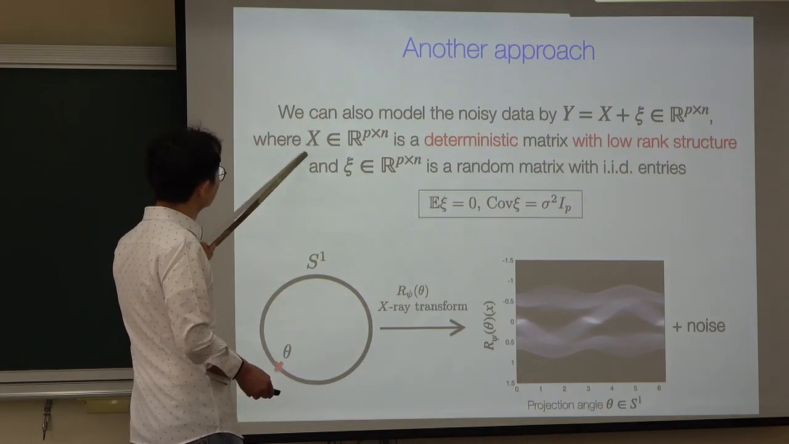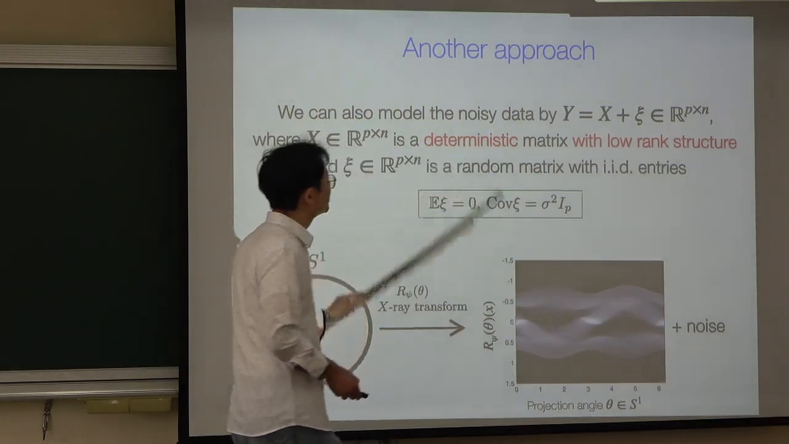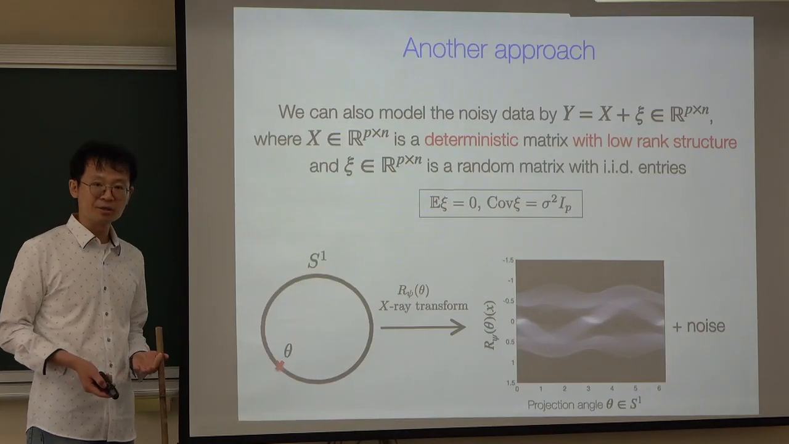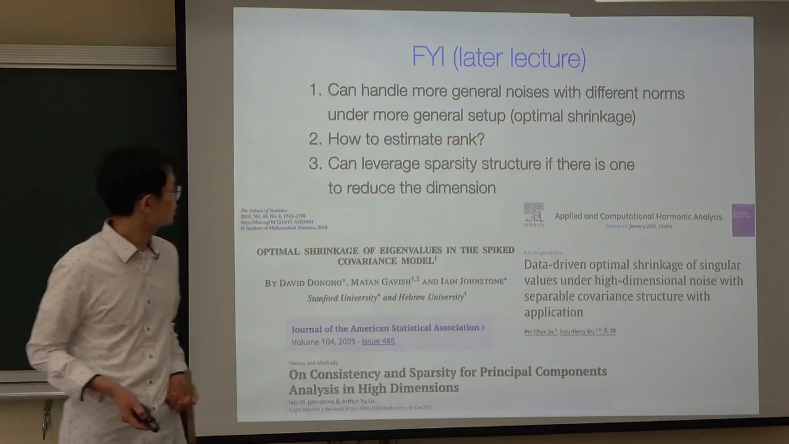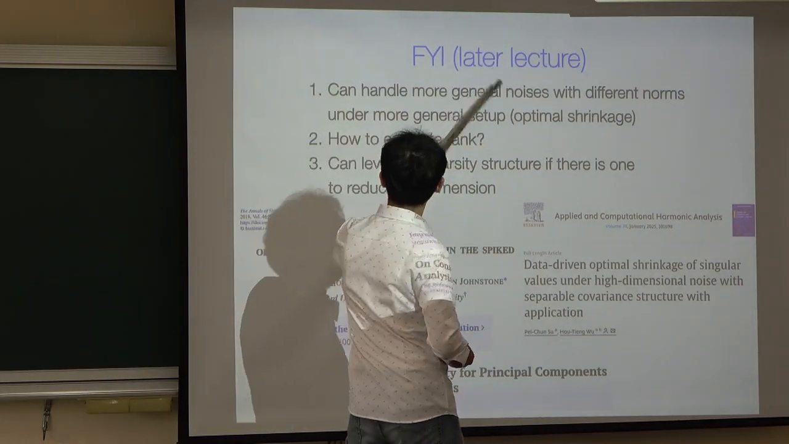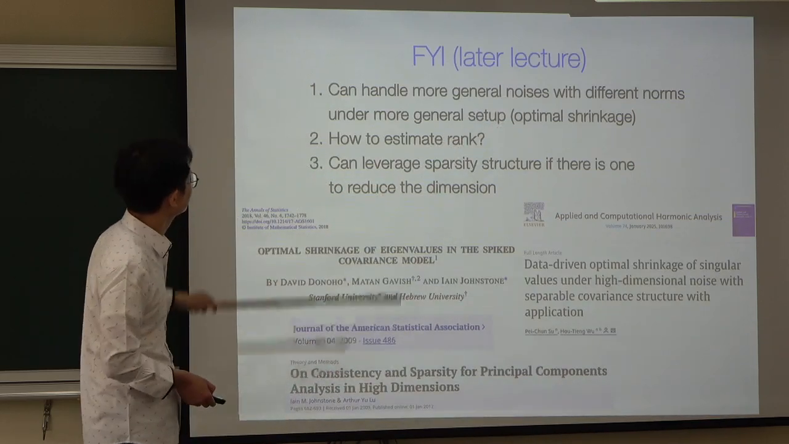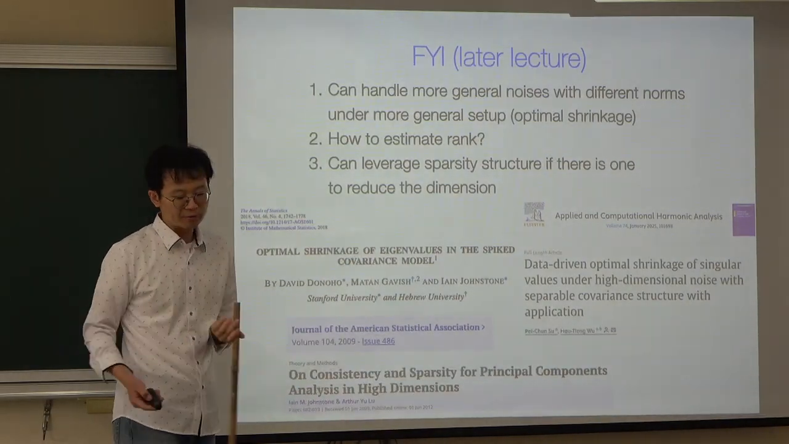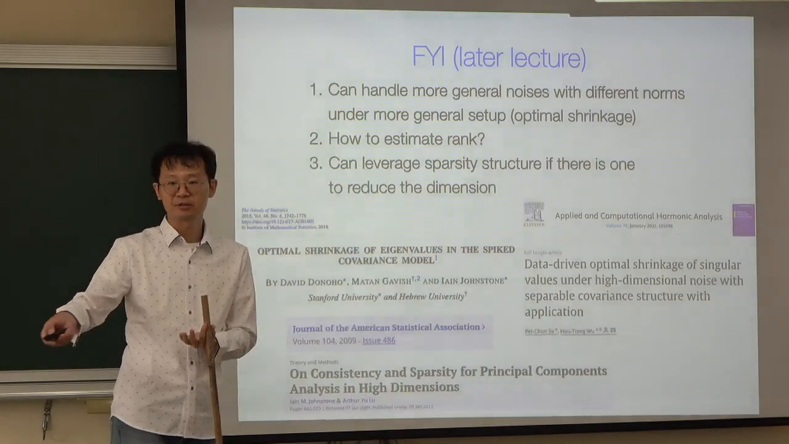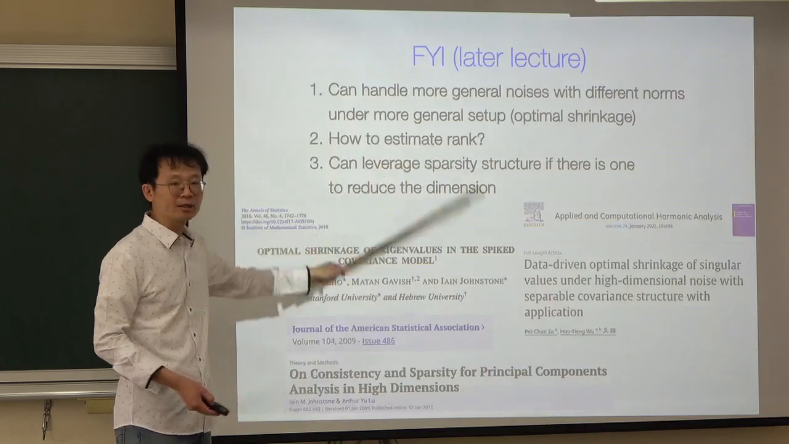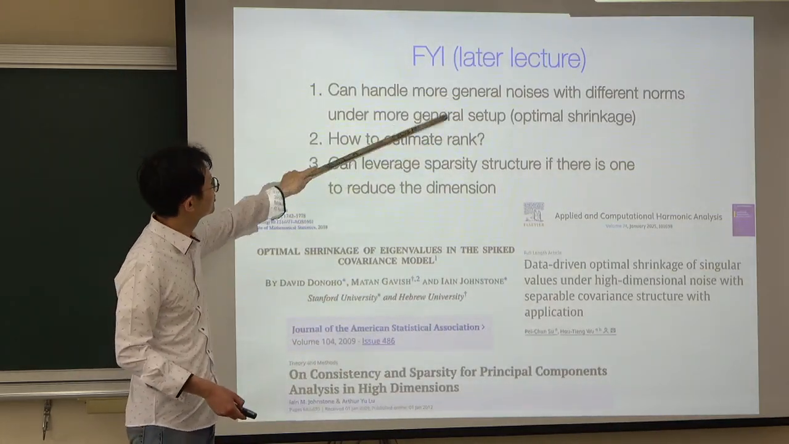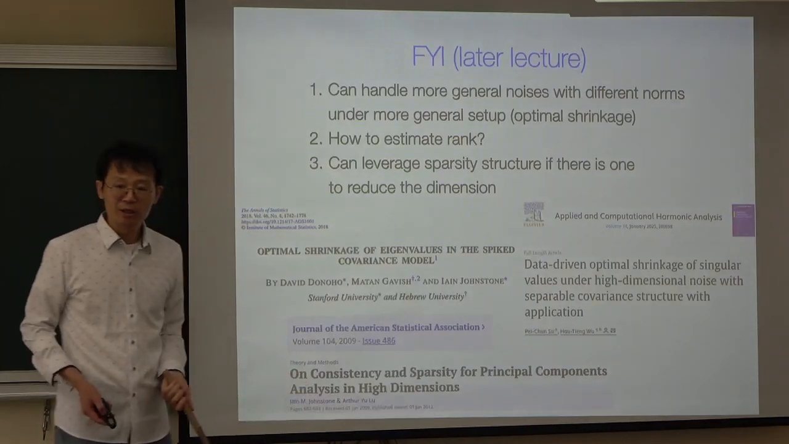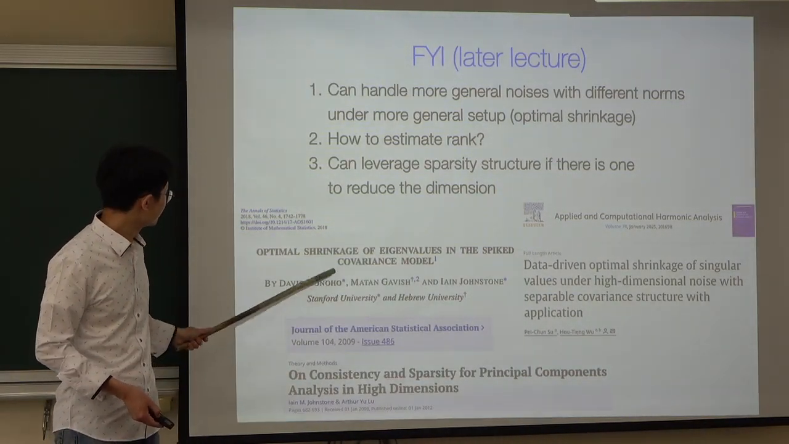For example, you can view X, the projection images, as a deterministic restoring structure. And that will be another set of denoising techniques you can utilize, and that is what we will discuss in a future lecture. FYI, in a later lecture, we will handle more general noise with different forms under more general setups, and usually it is called optimal shrinkage. You can view optimal shrinkage as the generalization of this modified Wiener filter, and we will talk about it later. How to estimate rank or noise level, we will also talk about in the future under the general noise setup. And you can even leverage sparsity structure, if there is one, to reduce the dimension. That is something, some papers we will discuss in the future.